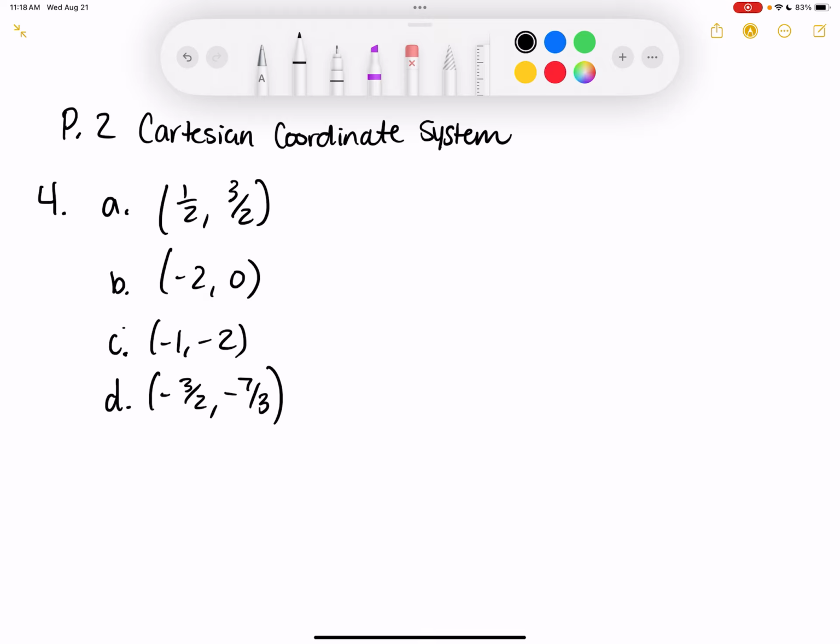So what quadrant is point A in? Quadrant 1, because both things are positive. What about B? X-axis. What about C? Quadrant 3. And D? Quadrant 3 again. I should have changed one of those so that it wasn't both in quadrant 3, but oh well.